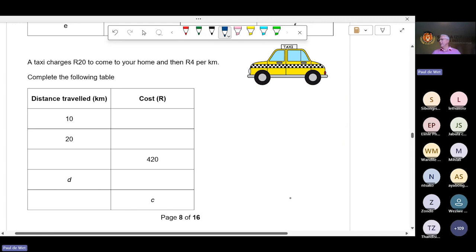So here's the taxi. The taxi comes to your house and it charges 20 Rand to come to your home. And then you go for a drive and it's 4 Rand for every kilometer. So let's see if we can fill this in. I think most of you can work this out. What will the cost be if we do 10 kilometers? I want you to type it into the chat if you can find this answer.